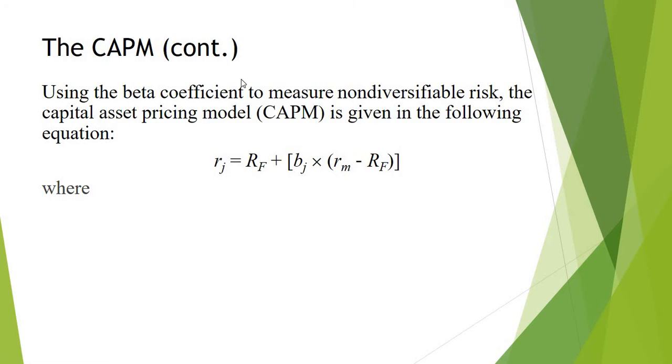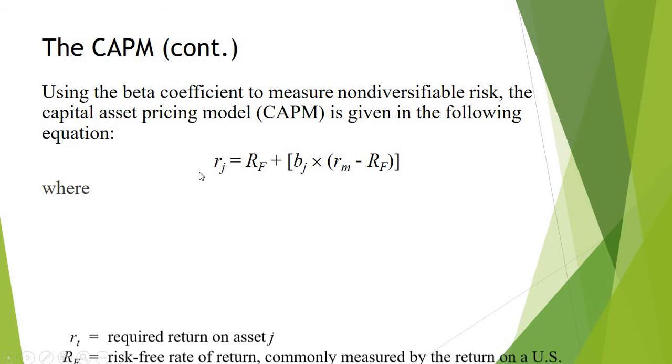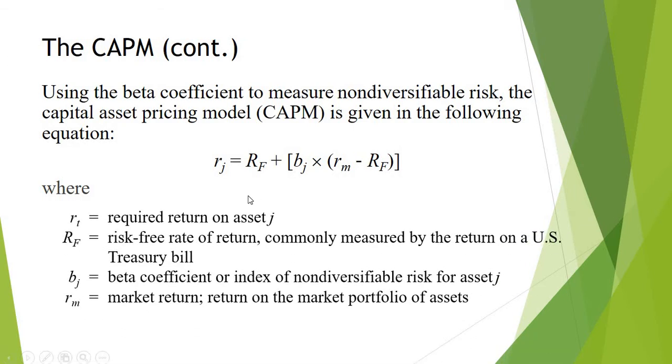So this is the formula of the capital asset pricing model. As per this formula, r indicates the required rate of return on asset j. RF indicates the risk-free return, which is commonly the return of the treasury bill of any country. b indicates the beta coefficient, or non-diversifiable risk, of an asset. RM indicates the market return. So we can also find out the cost of capital using this model.